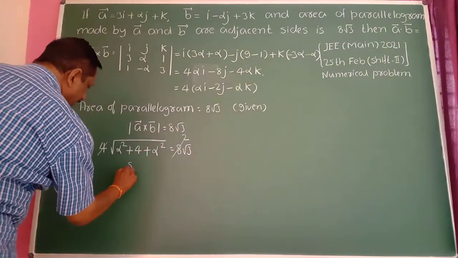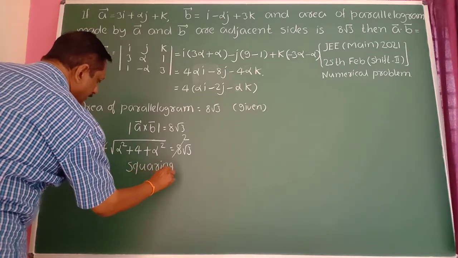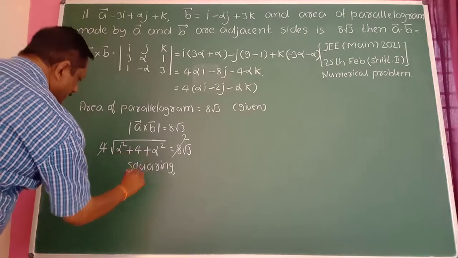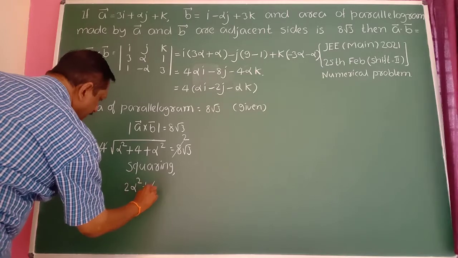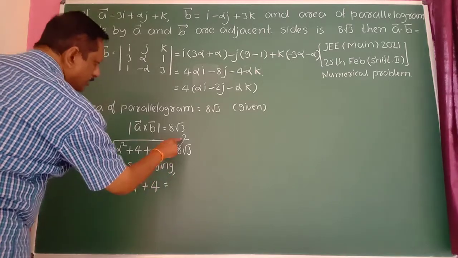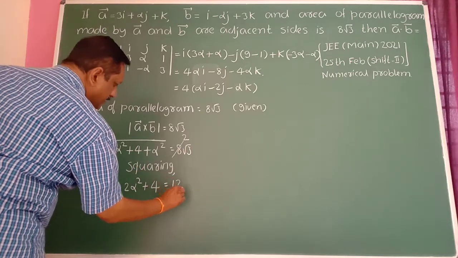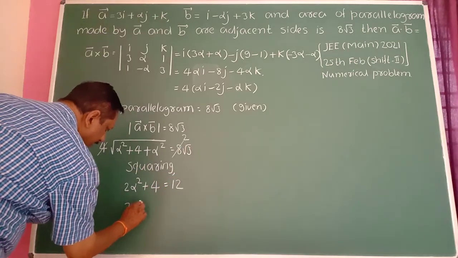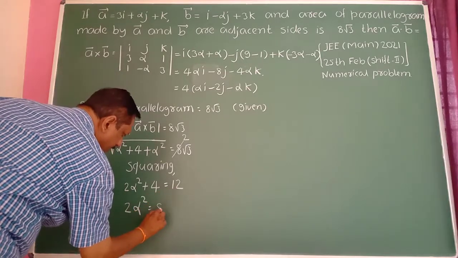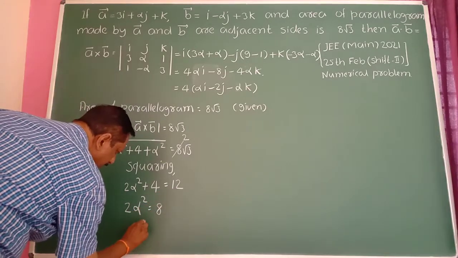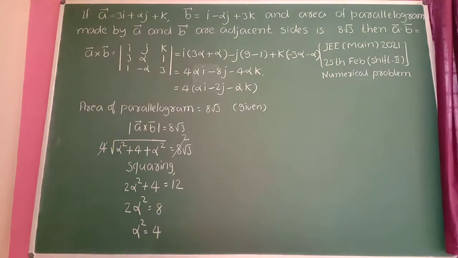Then squaring on both sides: alpha square plus alpha square is 2 alpha square, plus 4, is equal to 2 squared of 4 into root 3, that is 4 threes are 12. Therefore 2 alpha square is 12 minus 4, which becomes 8. Therefore alpha square is equal to 4.